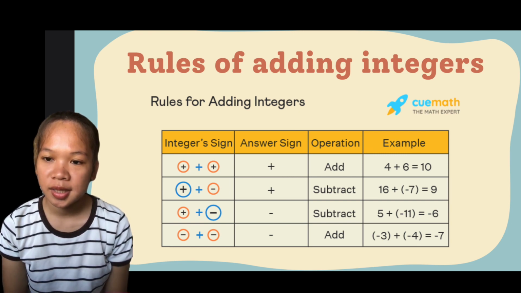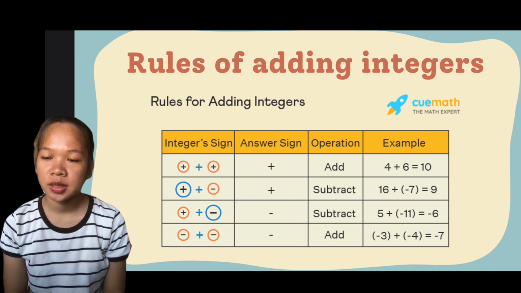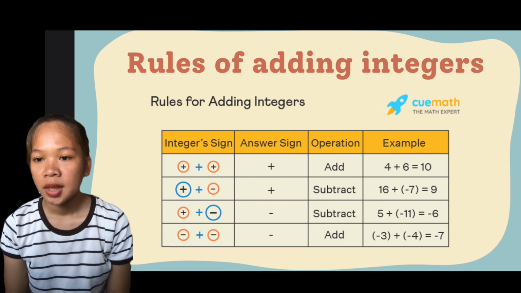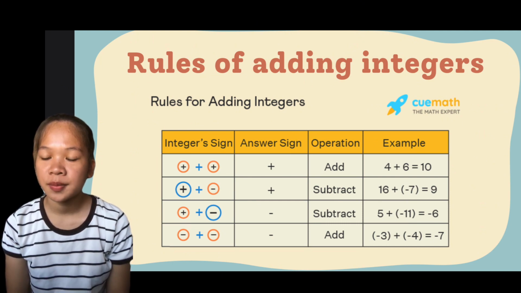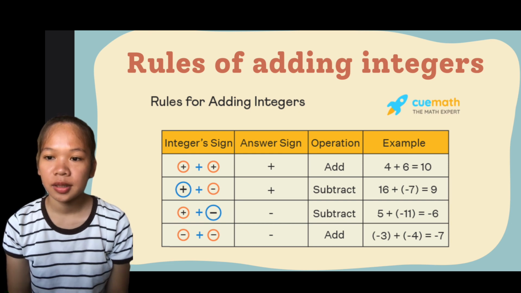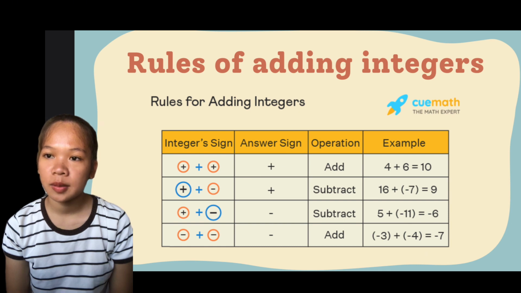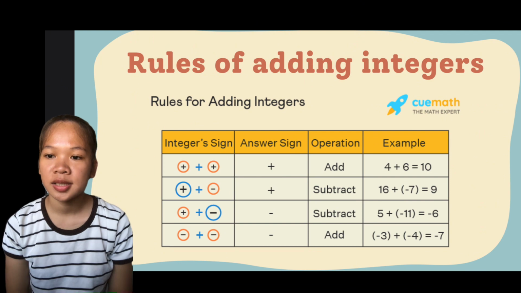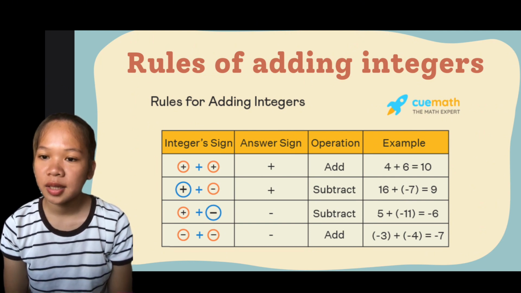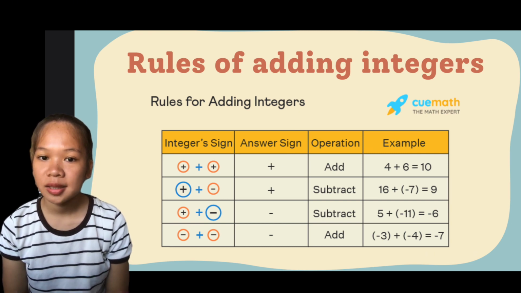So, meron tayo dito sa example. So sa pinakauna, we have here the positive 4 plus positive 6 equals 10. Of course, i-add mo siya equals 10, and then unsigned, which is pareha sila ni 4 and 6 na positive. That's why the answer is also positive. So, positive 10. So, the next one naman is positive 16 plus negative 7.